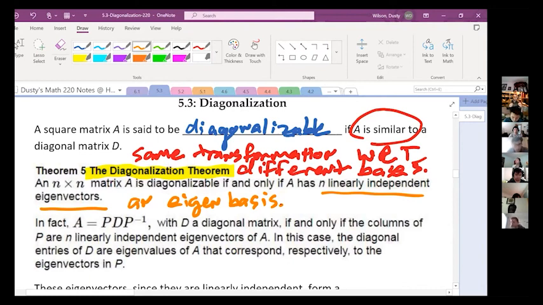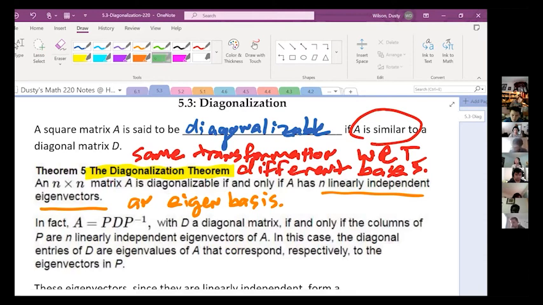If you don't have n distinct eigenvalues, you still could have an eigenbasis. It's just you'll have to work a little harder to verify that fact. So in fact, A equals PDP inverse with D a diagonal matrix if and only if the columns of P are n linearly independent eigenvectors of A. In this case, the diagonal entries of D are eigenvalues of A that correspond respectively to the eigenvectors in P.